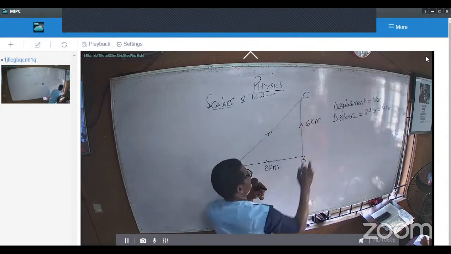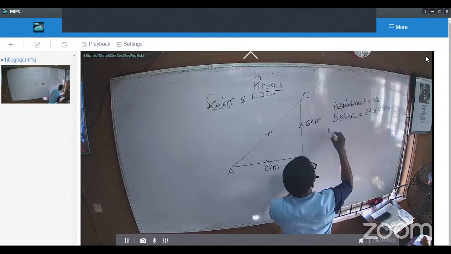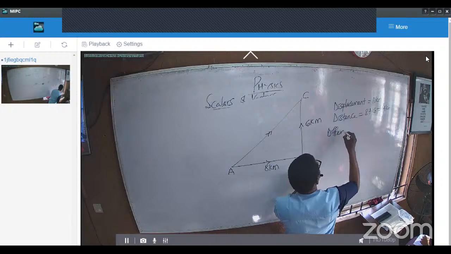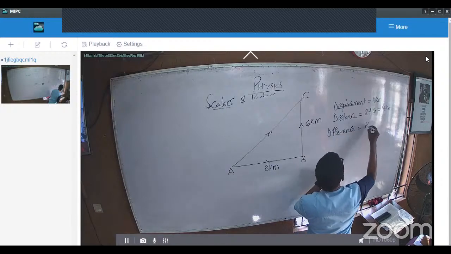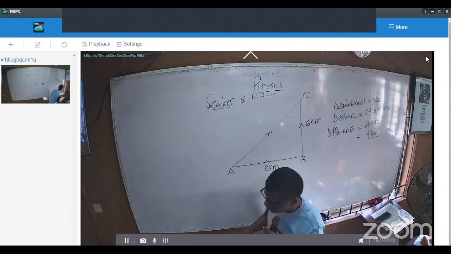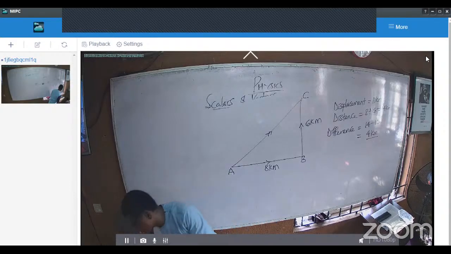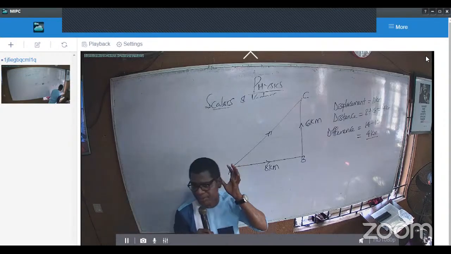So you have 14. They want to find the difference, and difference means we should subtract. So our difference will be 14 minus 10. What's the answer? 4 kilometers. So we have solved 12, engineering, we have solved 10. Done and dusted.